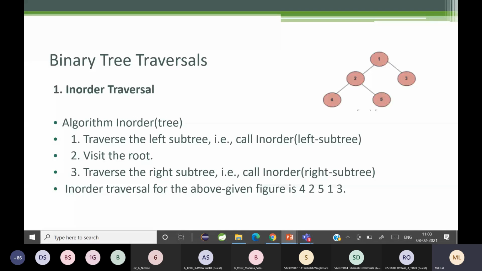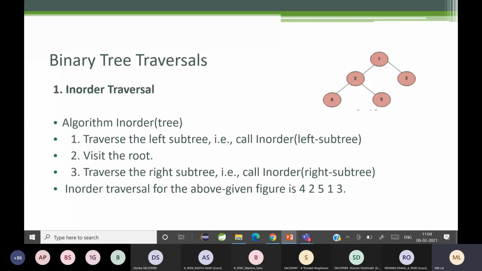So what they are saying is traverse the left subtree. That means you go through the left part from the node and you reach the leaf node. So that is 4, and you get 4 as the first node. Then they say visit the root. So from 4 you go back to the parent of 4, which is 2. So the next node visited will be 2. Then they say traverse the right part. When you go to the right side, only 5 is there. So the next node visited is 5. So it comes like this: 4, 2 and 5.